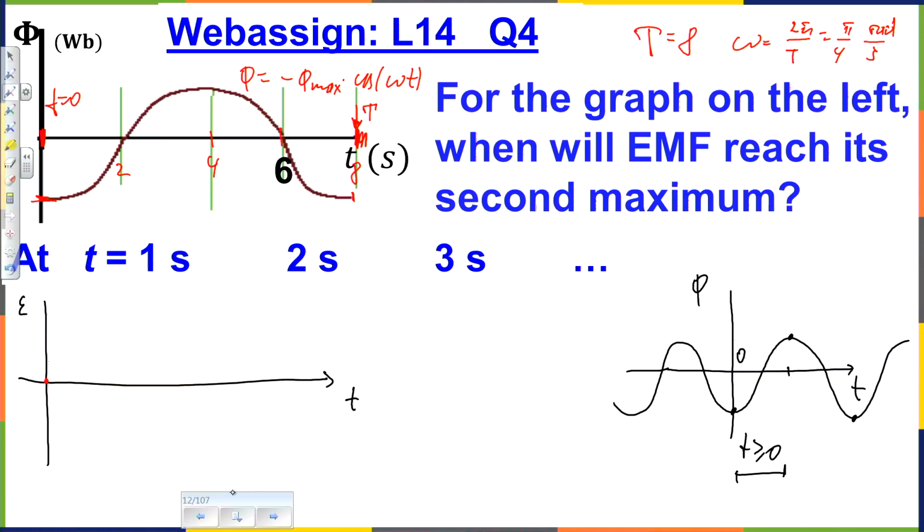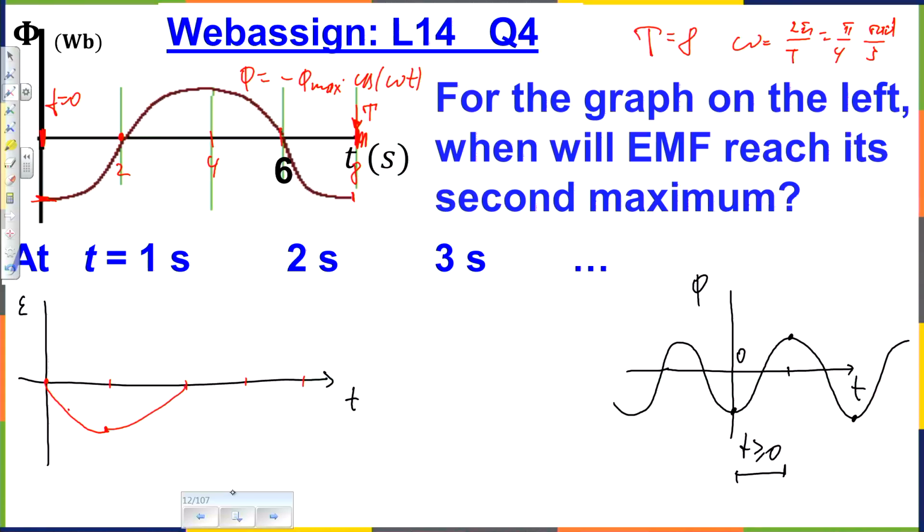Now, during the first quarter of a period, the slope is positive, which means EMF has to be negative. So we should go into negative numbers. That's it. That's all we need to know. Now it should reach the first maximum, which is mathematical minimum, when flux reaches 0 first time.